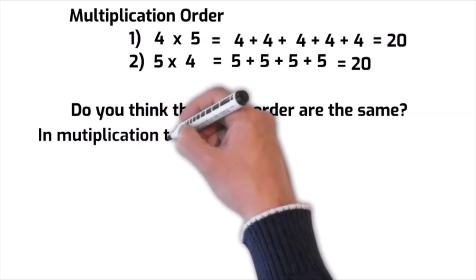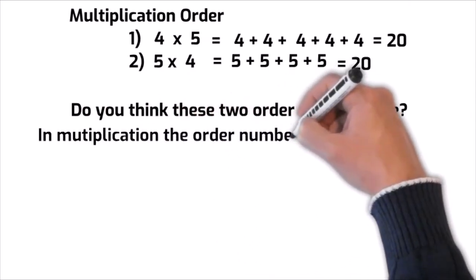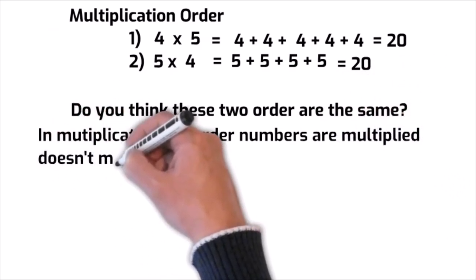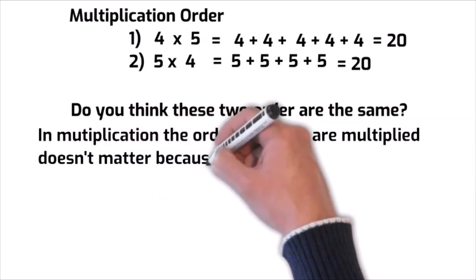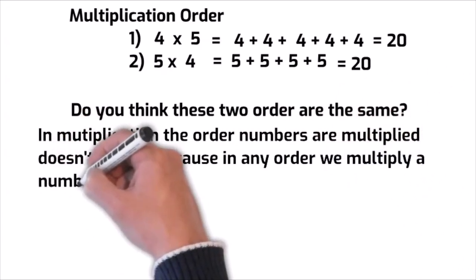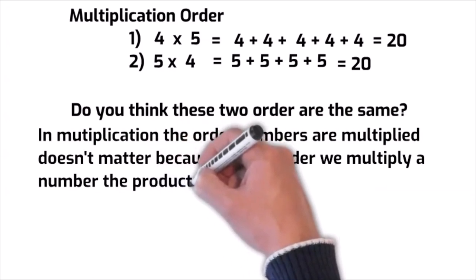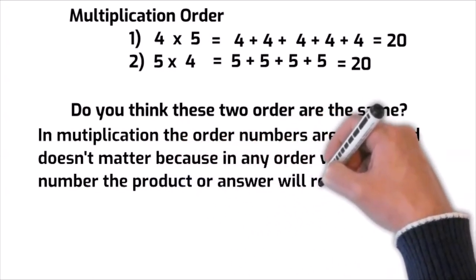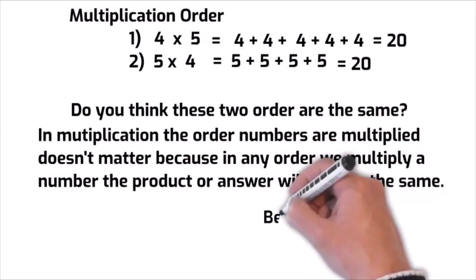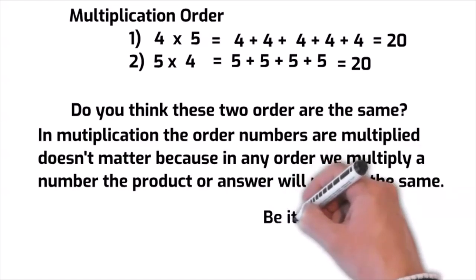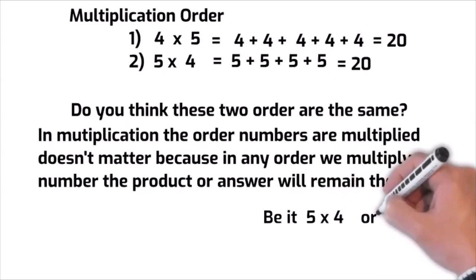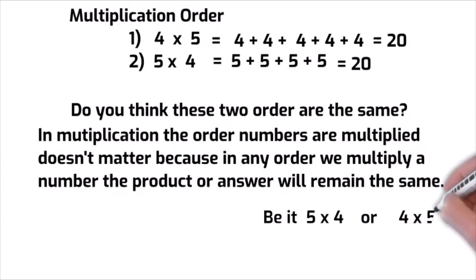In multiplication, the order in which numbers are multiplied doesn't matter, because in any order we multiply a number, the product or answer will remain the same, be it 5 times 4 or 4 times 5.